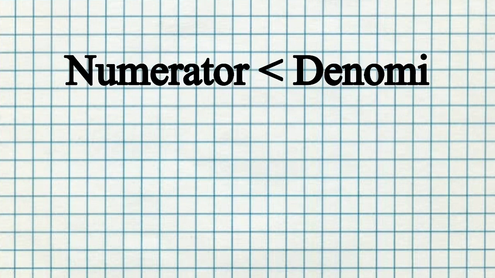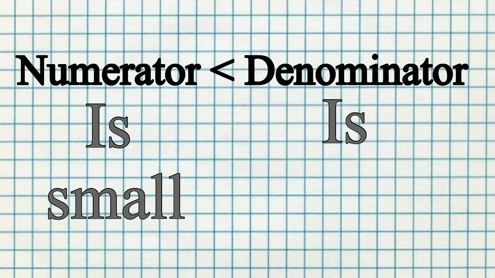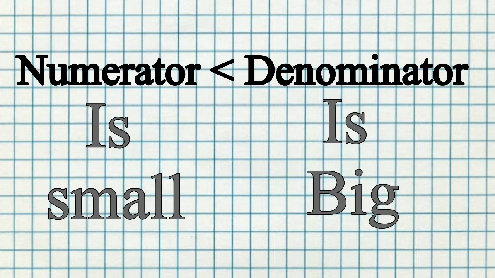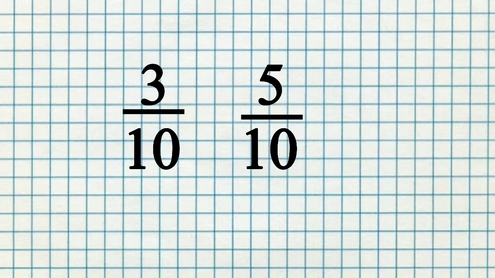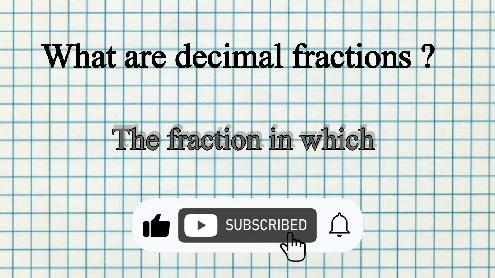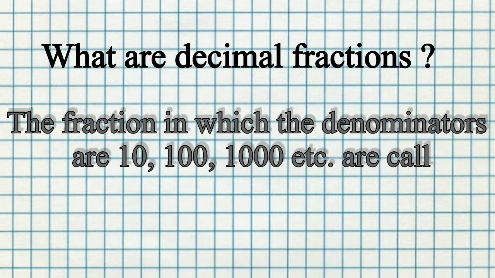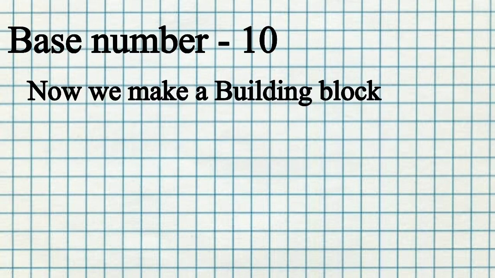The numerator is less than the denominator. Like 3 is a small number and 10 is a big number. 5 is a small number and 10 is a big number. What are decimal fractions? The answer is the fractions in which the denominators are 10, 100, 1000, etc. are called decimal fractions. Here we take 10 as a base number.